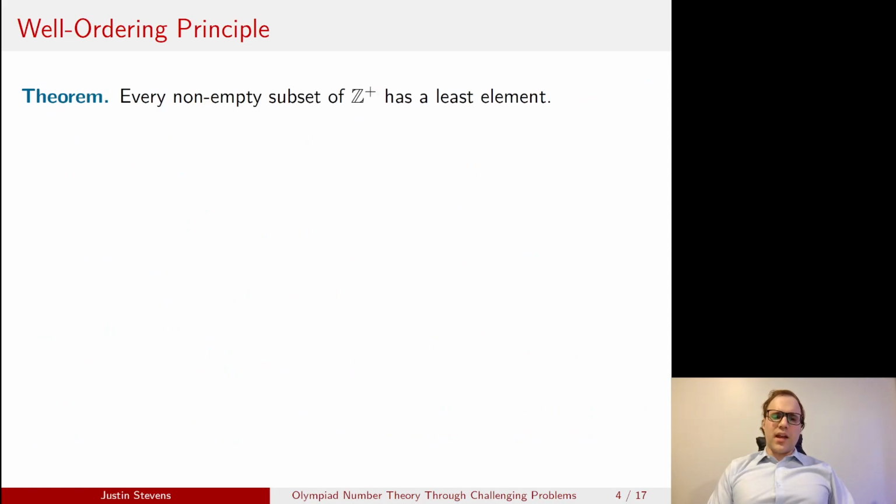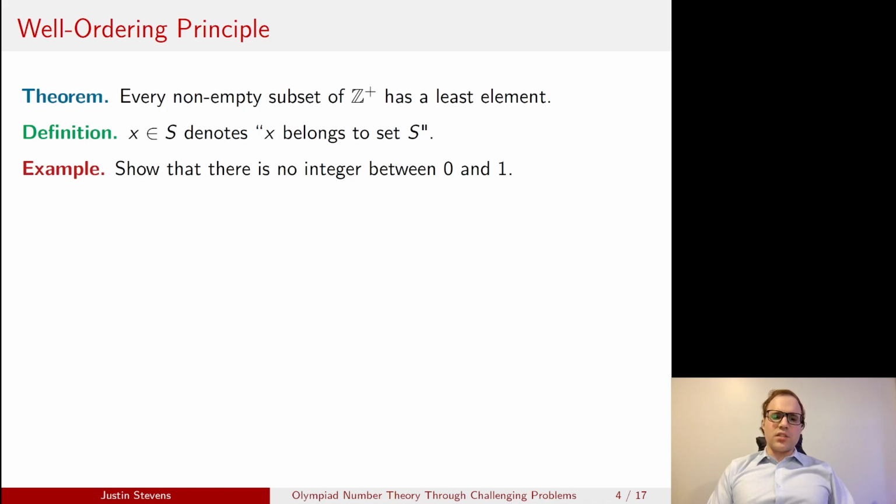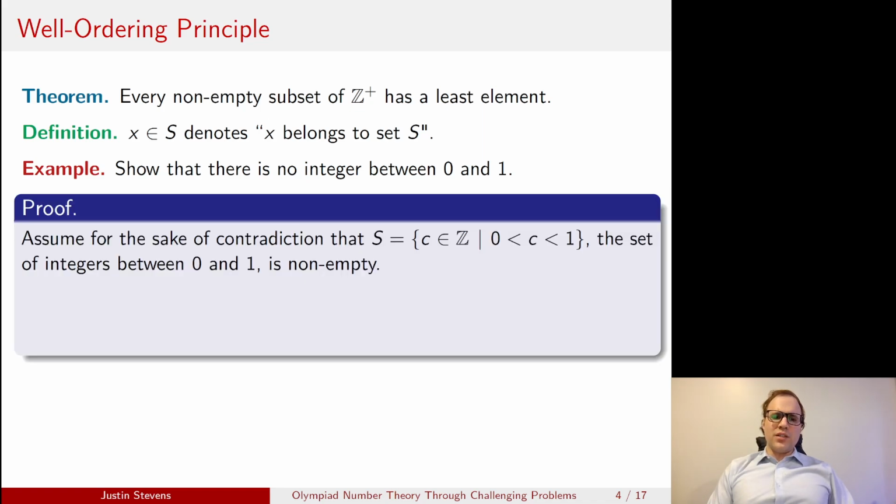And there's an awesome theorem about the integers which really helps us out a lot, which is that every non-empty subset of the positive integers has a least element. And we say by definition that x ∈ S denotes that x belongs to the set S. So as an example of this, we can actually prove that there is no integer between 0 and 1. Think about it for a minute, but we're going to use a proof by contradiction technique. To do this, we're going to assume for the sake of contradiction that the set S, which consists of all the integers between 0 and 1, is non-empty.